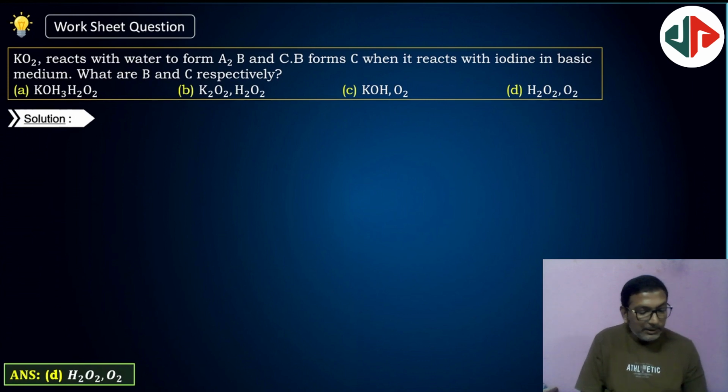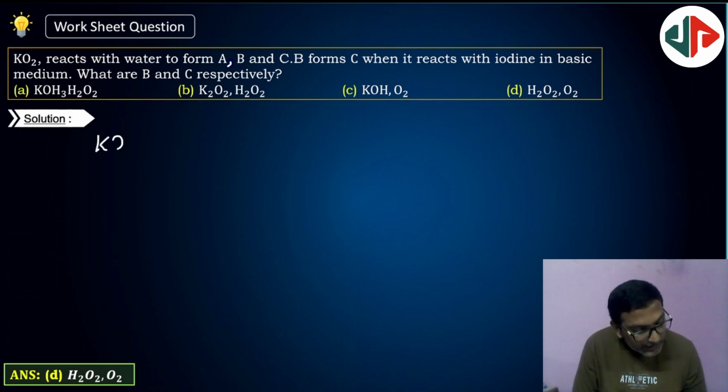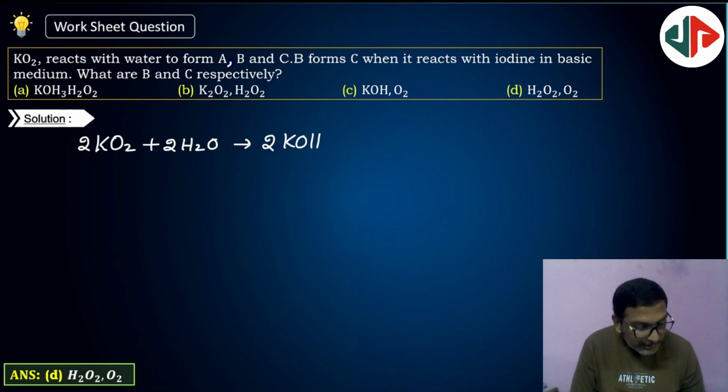KO2 reacts with water to form three compounds A, B and C. B forms C when it reacts with iodine in basic medium. What are B and C respectively? So very important. KO2, potassium superoxide, when it reacts with water, 2KO2 plus 2H2O, will form 2 moles of KOH, strongly alkaline, H2O2 and O2. Here A, B and C.